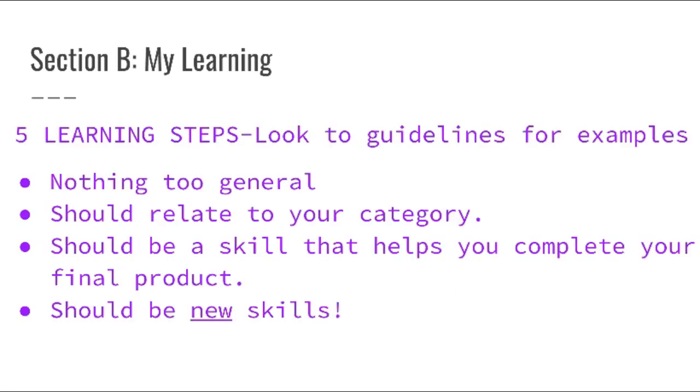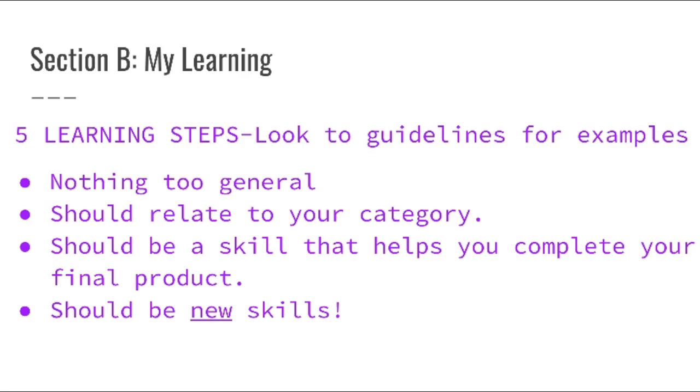Today our hope is to complete Section B, My Learning, and continue with starting Section C, My Plan. Remember that on your specific project guideline sheet, you will have examples of learning steps. It is important that these steps are anchored in your category, meaning they should be related to what you are learning in a specific fashion. They shouldn't be general, and they should not include things like I will learn time management or people skills, or I will learn how to communicate.